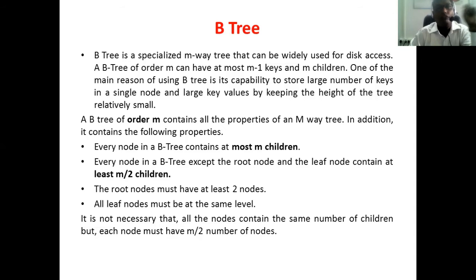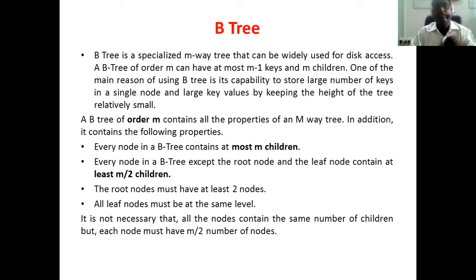So a B tree of order M contains all the properties of an M-way tree. Like the M-way tree, the multi-way search tree, all those properties will be available for the B tree also. So a B tree of order M contains all the properties of an M-way tree. In addition, it contains the following properties. Some properties will be added to the B tree.